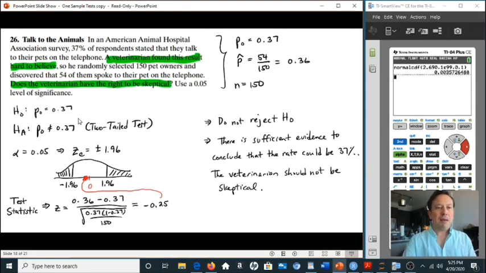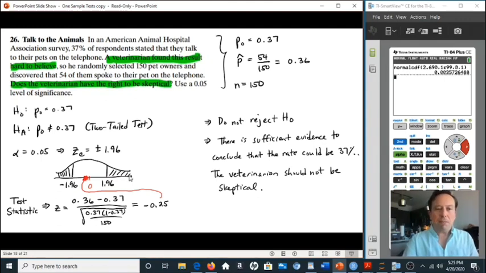So that means we are supporting the status quo, and therefore we're not supporting the skepticism of the veterinarian. So there is sufficient evidence to conclude that the rate could be 37%, which is our status quo, and therefore the veterinarian should not be skeptical.